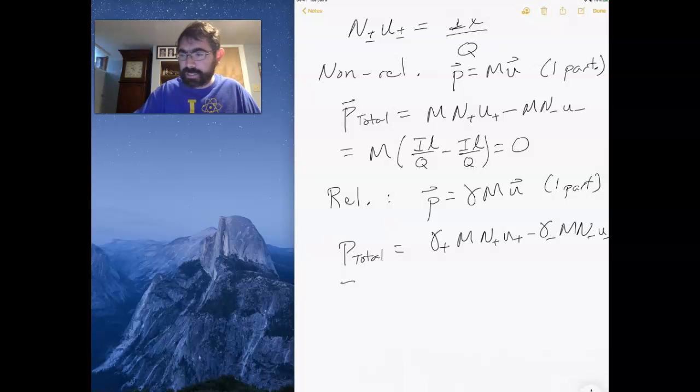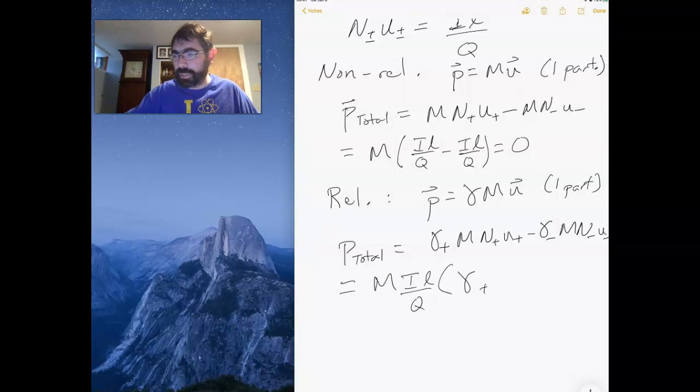And so what you get in the end is, factor out an m. I can factor out the ILQ, which is essentially the n plus u plus, n minus u minus. But I get gamma plus minus gamma minus. And that is not equal to 0. And so what you get is not a zeroing of the momentum, but a non-zero total momentum to the system. And that's because, depending on your point of view, the charges are either moving to the left or they're moving to the right. So there is some kind of contraction, let's say, that's going on.